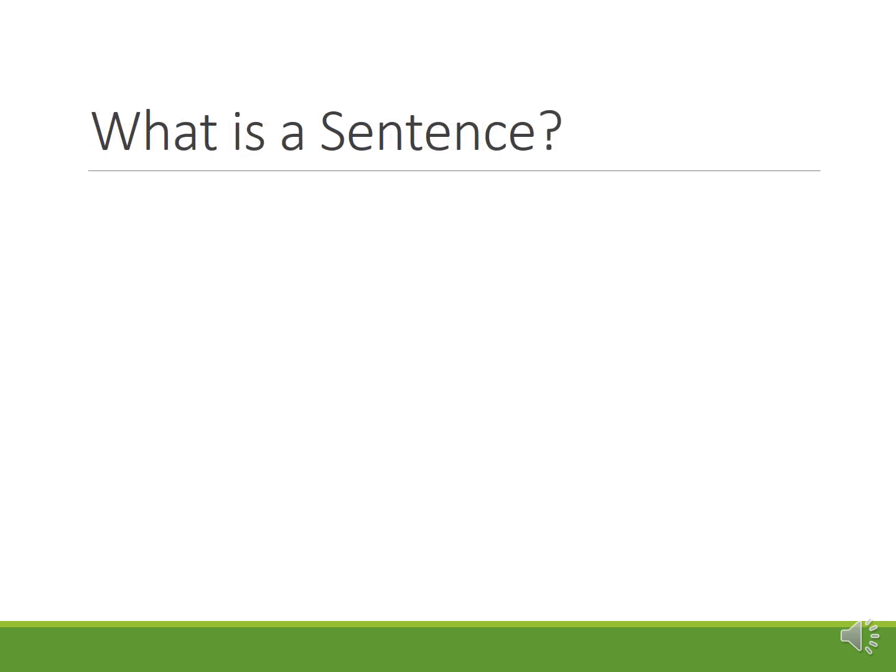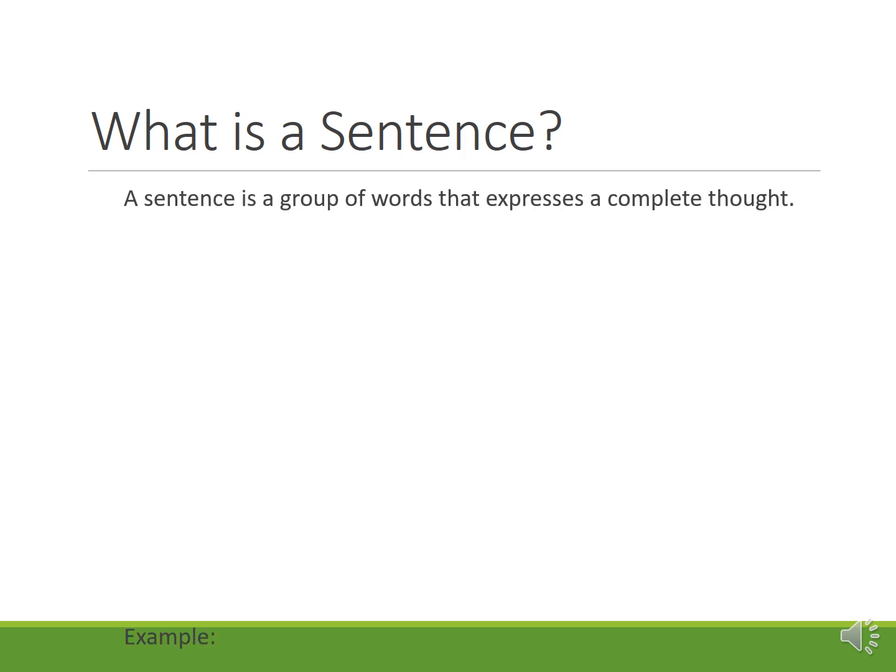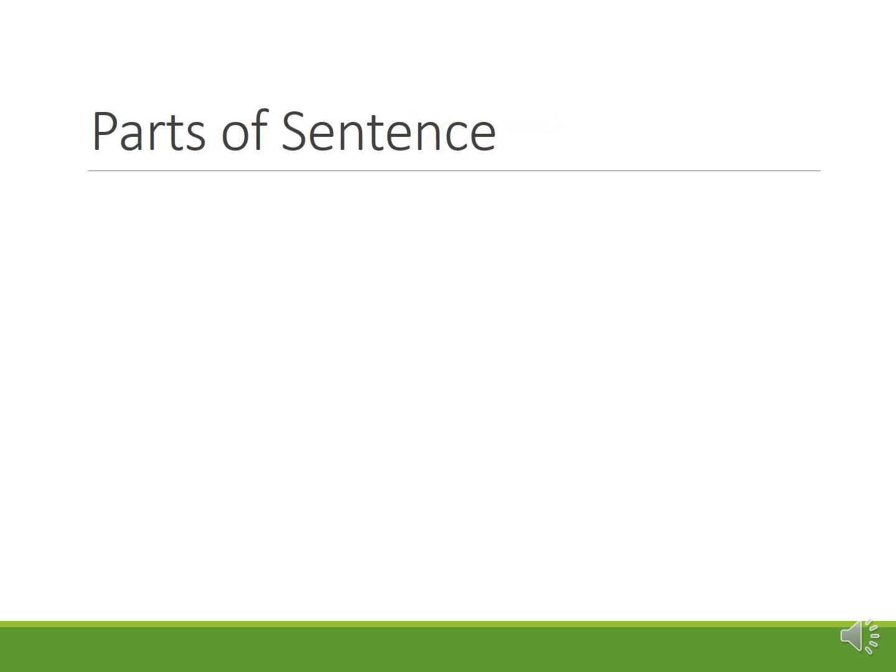Sentence. A sentence is a group of words that expresses a complete thought. For example, I eat food. This is a complete sentence because it gives a complete meaning. We say मैं खाना खाता हूँ. This also gives a complete idea. They play cricket.